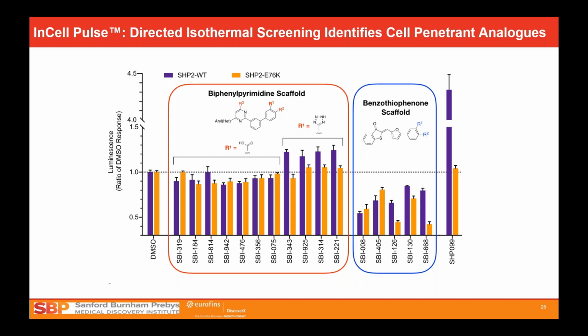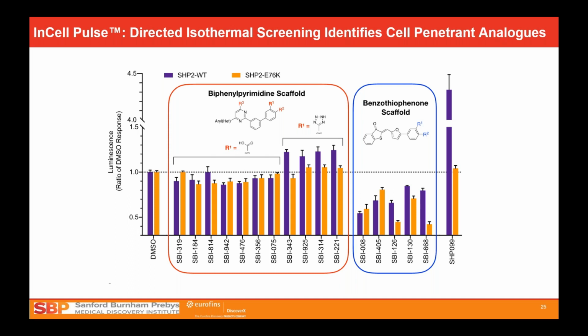So again, using this technology, we're now able to gauge cell penetrance. Basically, the carboxylic acid is less able to get in the cell than the tetrazole can. Then to the right, here are our benzothiophenone compounds. Basically, these are, like I said, destabilizers. They destabilize both the wild type and mutant form of the protein, but you can see we were actually able to compete several compounds against each other and find ones with greater ability to engage with the target in the cell.